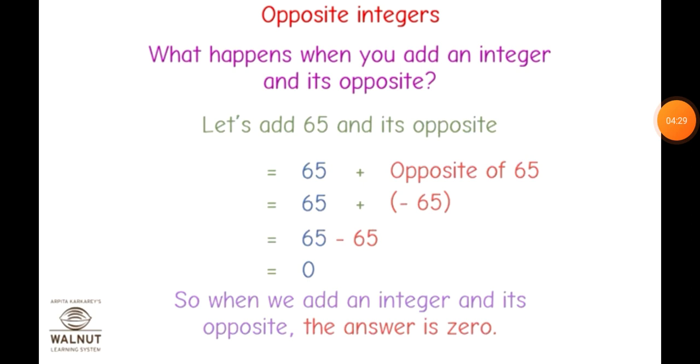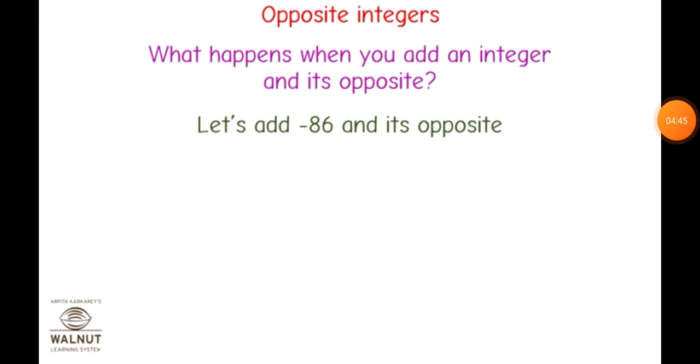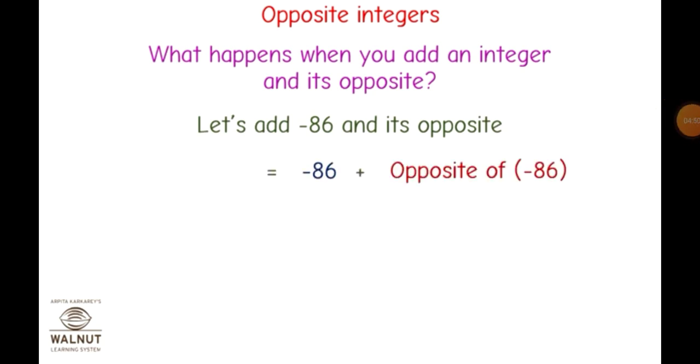Here I have solved one more example for you. That is, I have taken the number 65. So its opposite will be -65, and 65 plus -65, they cancel each other and we get the answer as 0. So let's solve one more example. Here we have taken -86. Now here I have taken a minus sign. So the opposite of -86 will be +86.